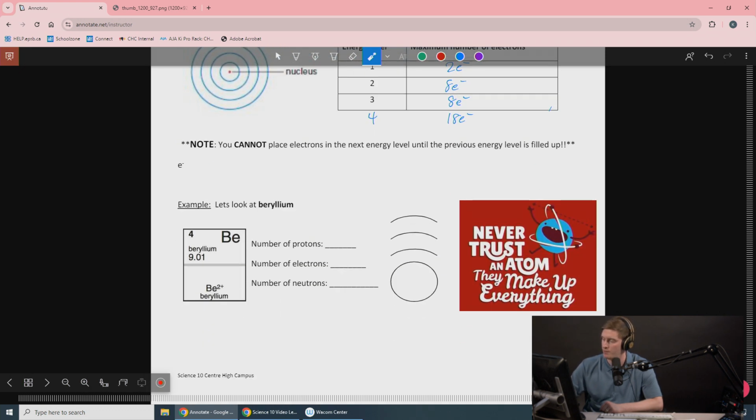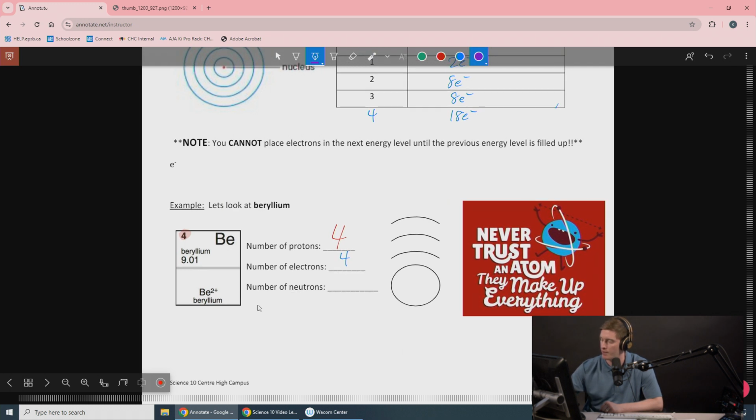Let's take a look at beryllium here. This is straight from your periodic table. The atomic number for beryllium is 4, which tells us that it has 4 protons, and because it's an atom, it also has 4 electrons. For the number of neutrons, we round our atomic mass to the nearest whole number, 9, and subtract the atomic number to get 5 neutrons.